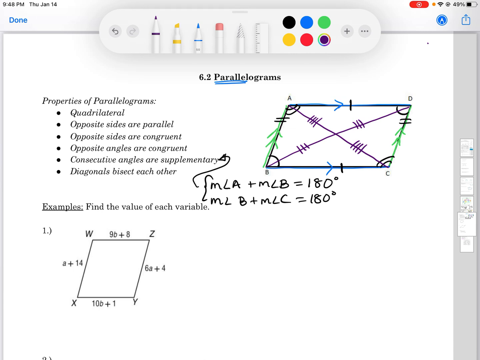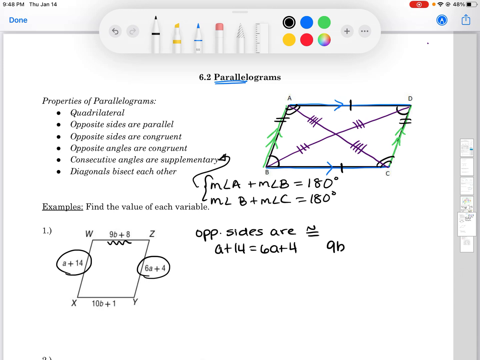So what we can do is use those rules to solve for missing parts. In all these examples, we just want to find what the variables are equal to. In number 1, we see that opposite sides are congruent, and that's the rule we're going to have to use here. So a plus 14 should equal 6a plus 4. And then we can also say that 9b plus 8 is going to equal 10b plus 1. And we'll have to solve those.